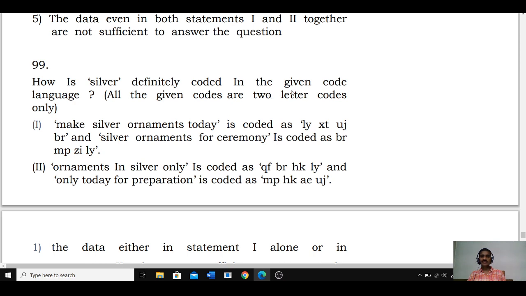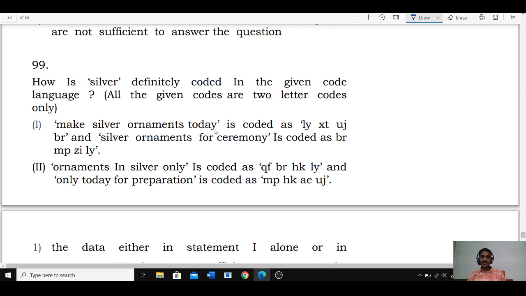How is silver definitely coded? Make silver ornaments today, silver ornaments for ceremony. Now if you compare the first statement itself, two words are common, silver and ornament. Two codes will be common, hence between those two codes silver cannot be identified.